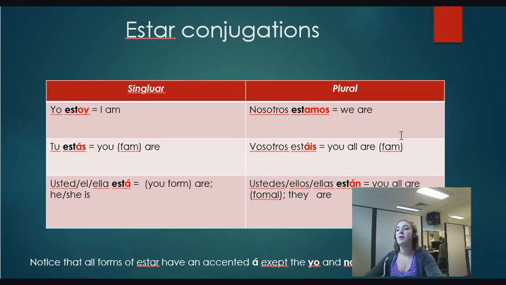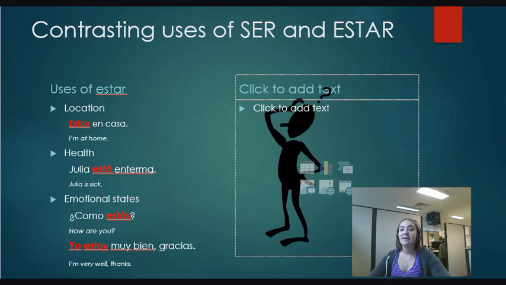If I want to say we're happy, I'd say estamos. If I want to say you guys, like depending on what part of the country you're from, y'all, you guys, yins if you're from Pittsburgh, you'd say estáis. And then if I want to say they're happy, or all of you guys, formally, are happy, I'd say están, with an accent on the an. So that's how you change the verb estar to match the person.